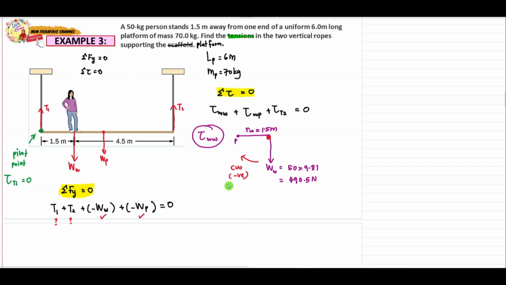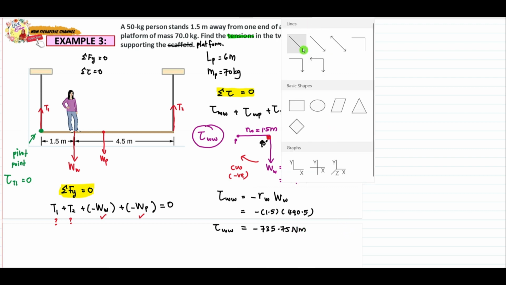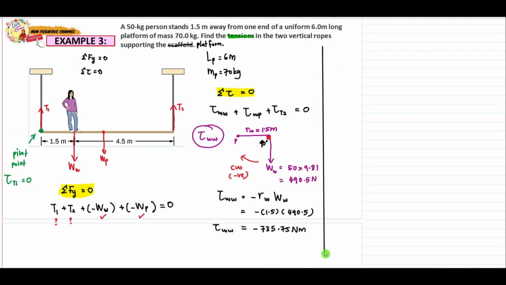Okay, so now we can straightly calculate the value of torque due to the weight of the woman. It should be negative RW times the weight of the woman times sin 90 degrees. Since this is 90 degrees, sin 90 is equal to 1. So negative 1.5 times the weight of the woman, 490.5. You will get torque due to the weight of the woman should be negative 735.75 Newton meter. Okay, so there we have finished calculating the torque due to the weight of the woman.